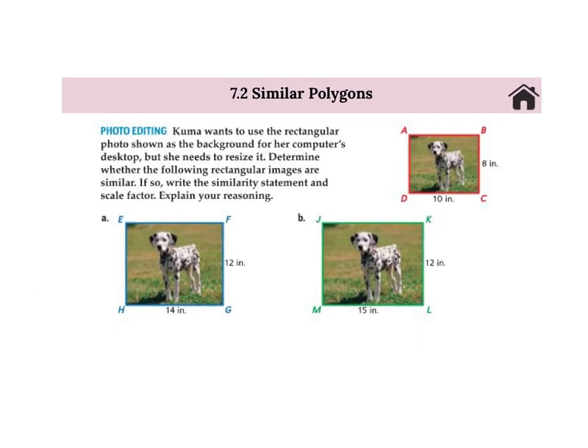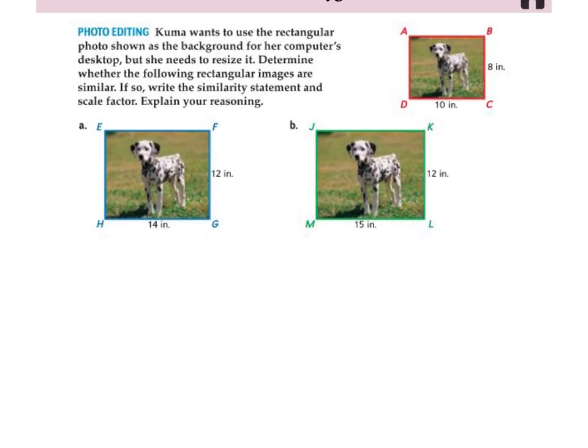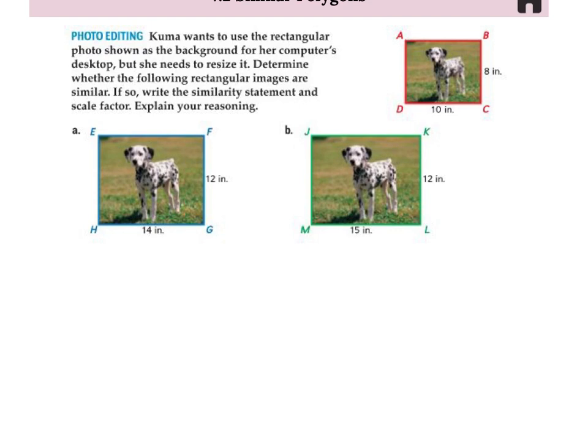Now what this looks like in an example, like a real life example. So here, in photo editing, it is very important for resolutions and photo sizes to be proportional so that you don't skew your images, okay? So in this example, Kuma wants to use the rectangular photo shown here as the background for her computer's desktop, but she needs to resize it.